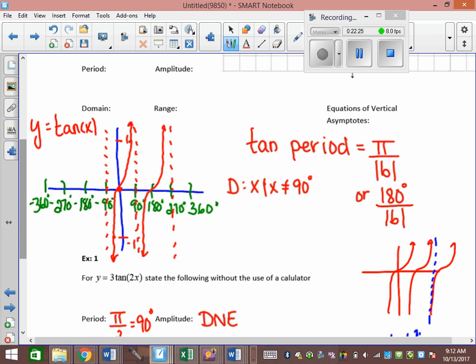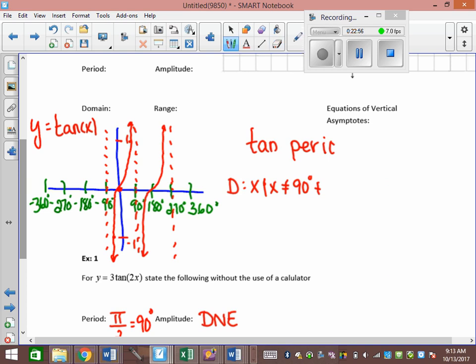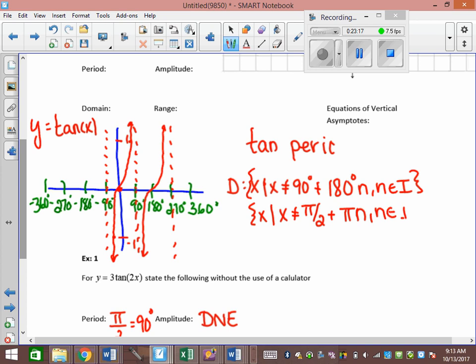How often do these repeat themselves? Every 180. This one repeated itself every 90 because it's shifted. But how often do the asymptotes exist? Right? Every 180. Because it was at -90 to 90 or 90 to 270. It's 180, right? Every 180, this baby's going to repeat itself. So we're going to have 90 plus 180 n, n ∈ I. Or we could have x such that x cannot equal pi over 2 plus pi n, n ∈ I. So it equals everything else, right? Just not those.